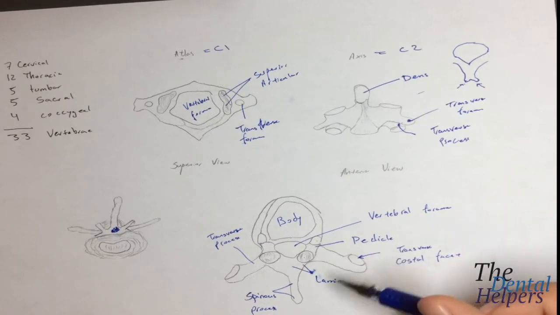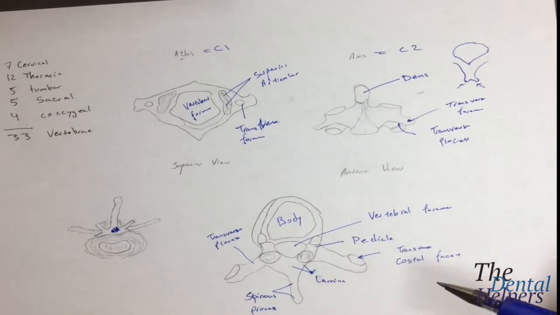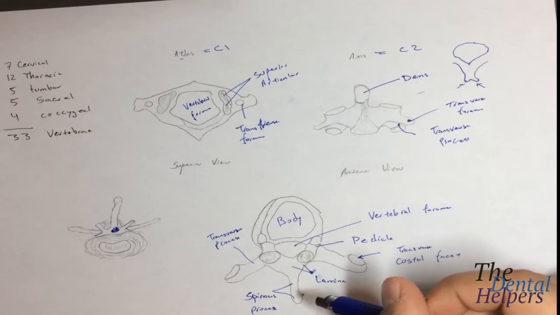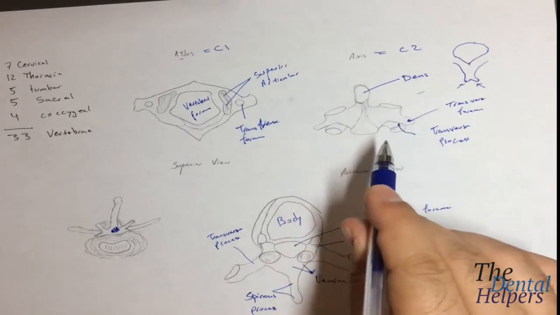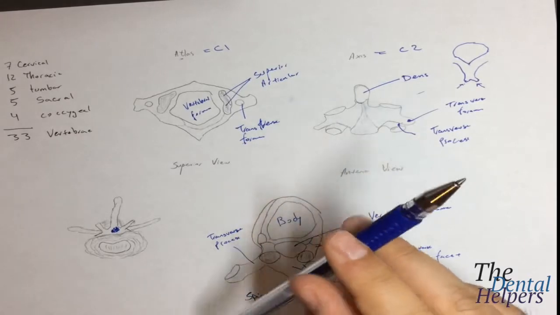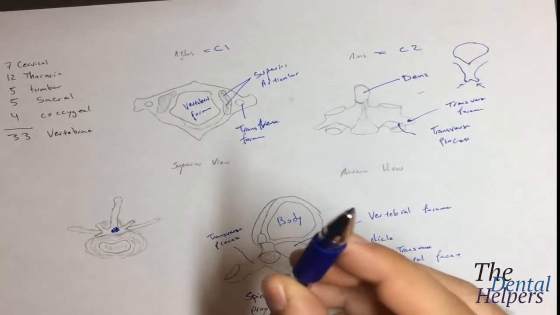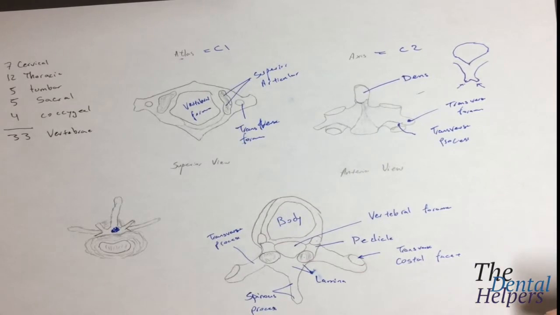The spinous process, which you know is right there, is going to be a downward posterior projection. So if you remember the cervical, it's going to be outward. The thoracic is going to be sort of angled down, and it's again the site of ligament and muscle attachment.